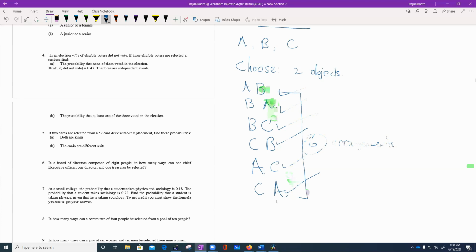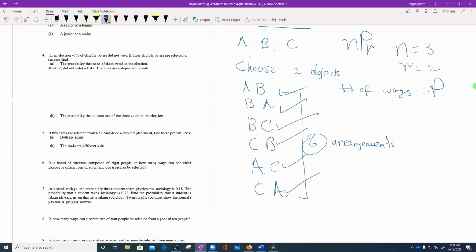The formula says that the number of arrangements is given by nPr, right? In this case, the given number of objects is 3, therefore my n is 3. And you are choosing 2 at a time, therefore your r is 2 here. So the total number of ways you could arrange is simply nPr, that is 3P2. If you type this into the calculator, you have to get 6, right? Because there are 6 arrangements. Does that make sense?